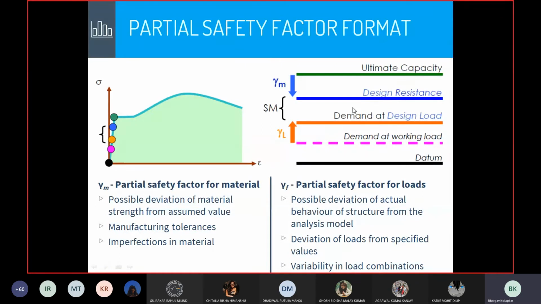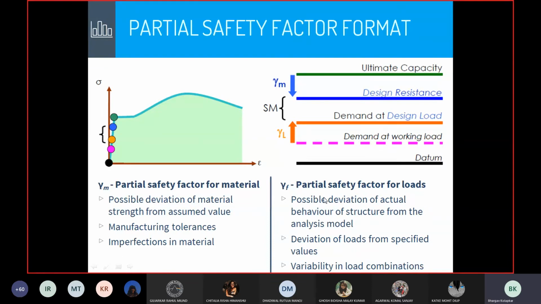Okay. And why do we do it? Why do I need a partial safety factor for material and a partial safety factor for load? I need one for material because, especially for concrete, there is going to be a deviation of material strength from the assumed value. If you say M40, there's no guarantee that it is going to give you 40. It might give you 45, 50, 35. So there's always this possible deviation, and the more heterogeneous the material, the more is the possibility of deviation. Therefore, to account for this, we use this partial safety factor. There might be manufacturing tolerances, imperfections in the material, and so on.